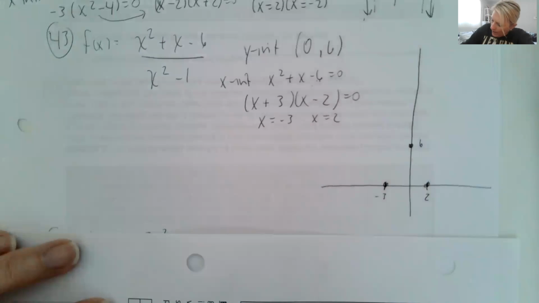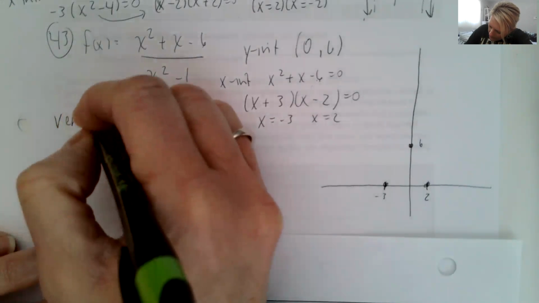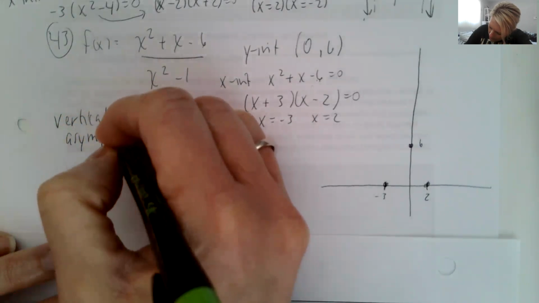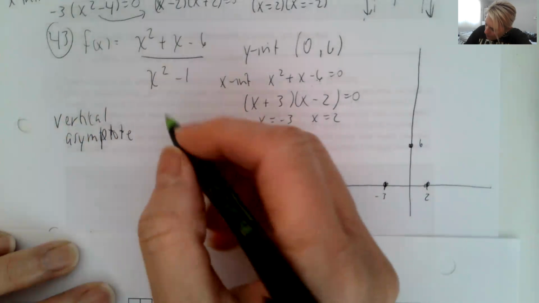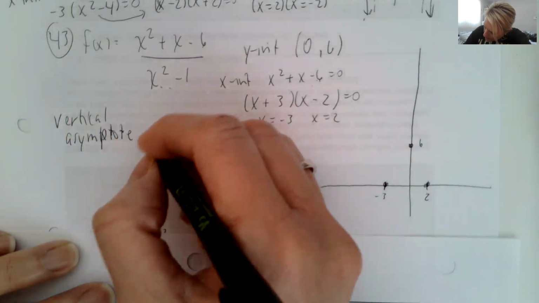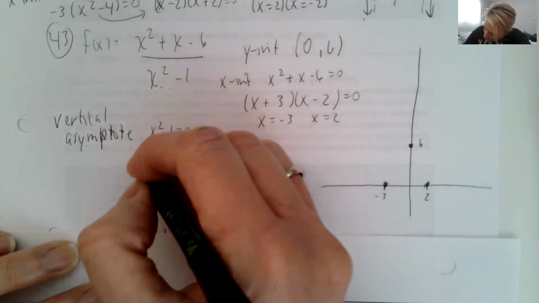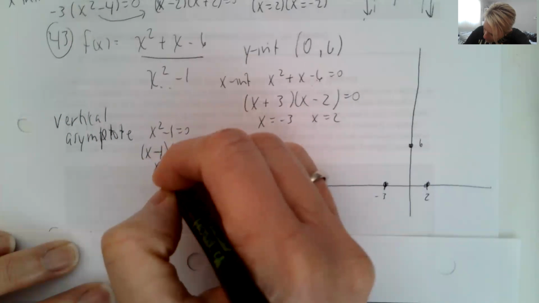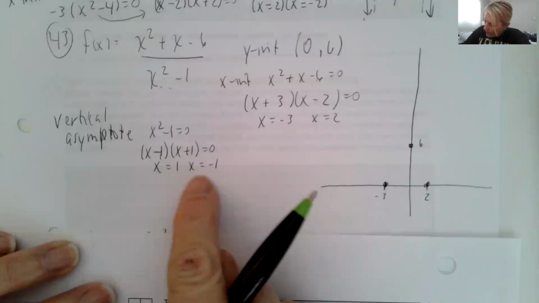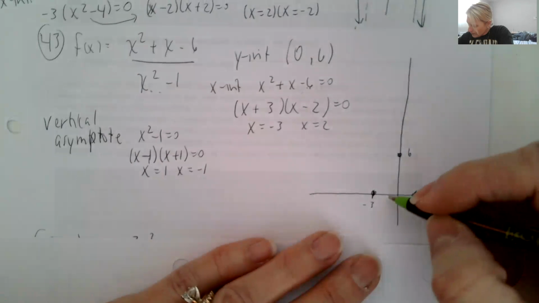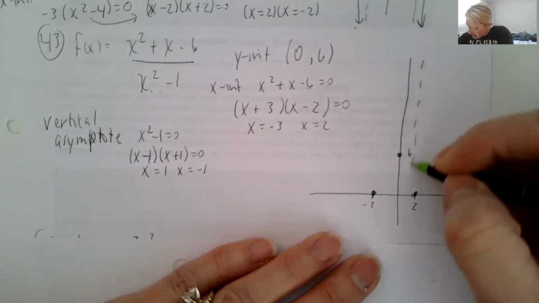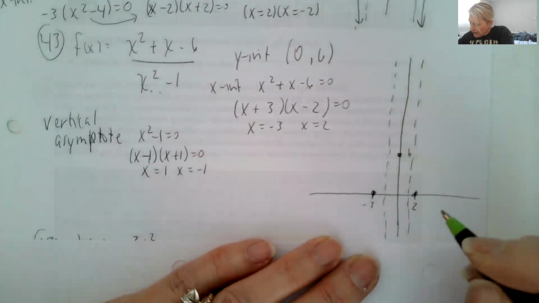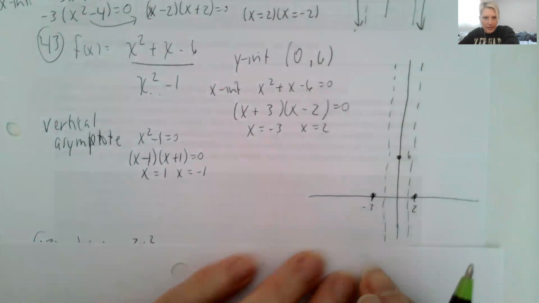Okay, and then we've got our vertical asymptote, where the denominator equals 0. And that's where we get x minus 1, x plus 1 equals 0. So we have vertical asymptotes at negative 1 and 1, which is cool because that's in here. And then right here. Okay. This is going to keep things interesting, right?